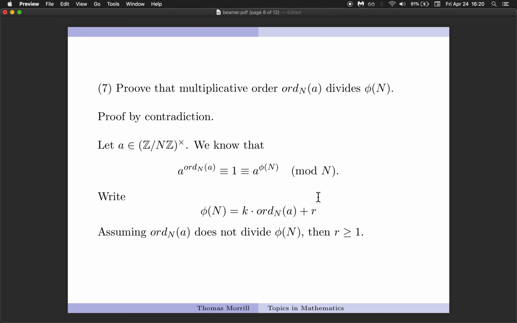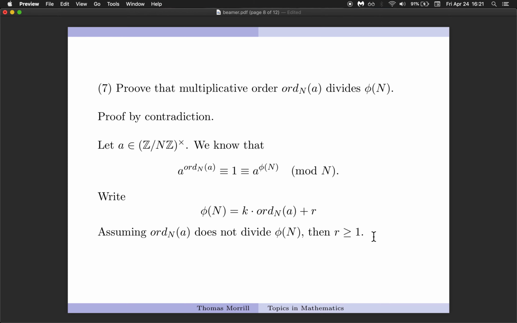I need to do this because I'm trying to assess whether or not the order divides phi of n, which is going to happen exactly when r is or is not 0. So in my proof by contradiction, I'm going to say, let's assume the order of a does not divide phi of n. So in my equation here, my remainder term cannot be 0. It must be 1 or greater. That is the setup here.